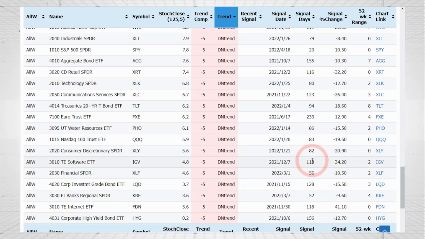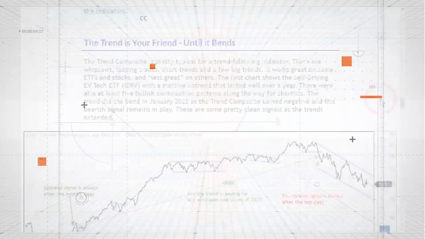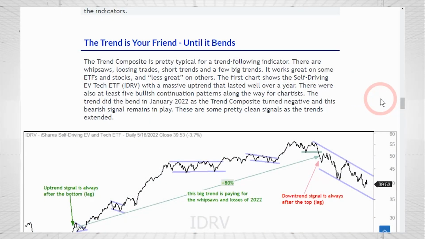XLY for 82 days, software for 113 days. So it's not a perfect system, but it does give you a strategy to follow the trend and stay with the winners. Now, I'm of the opinion that if you're going to present a strategy, you need to present the good, the bad, and the ugly of that strategy, because you need to understand what the risks are before you get all excited about any possible returns.